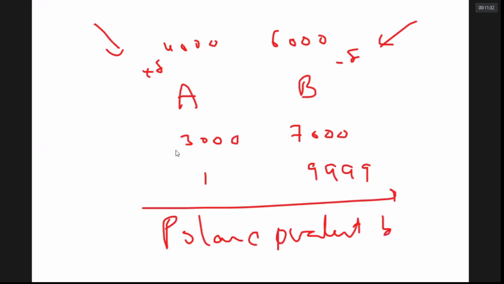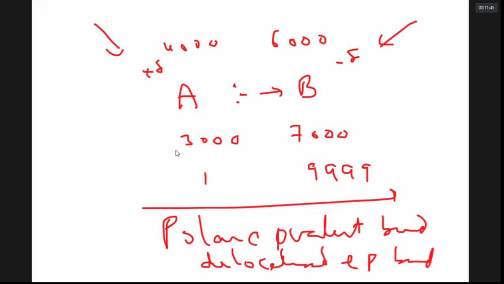The polar covalent bond is also sometimes called a delocalized electron pair bond. Delocalized means the electron is supposed to be in the centralized locality, but it is going close to one atom. Polar covalent bond forms between different atoms, heteroatoms, if there is an electronegativity difference. Can you expect H2 bond to be polar? Can you expect polarity in H2? No, because of the same electronegativity.